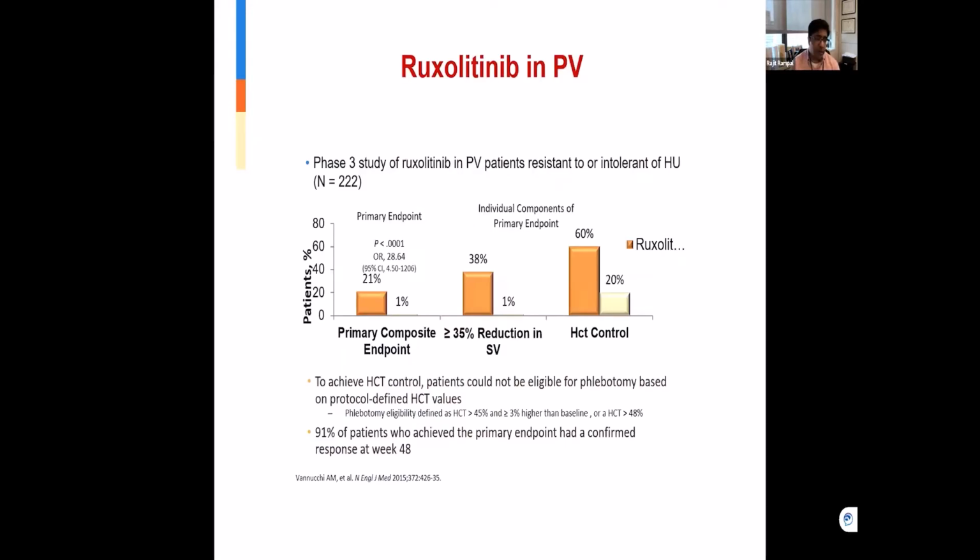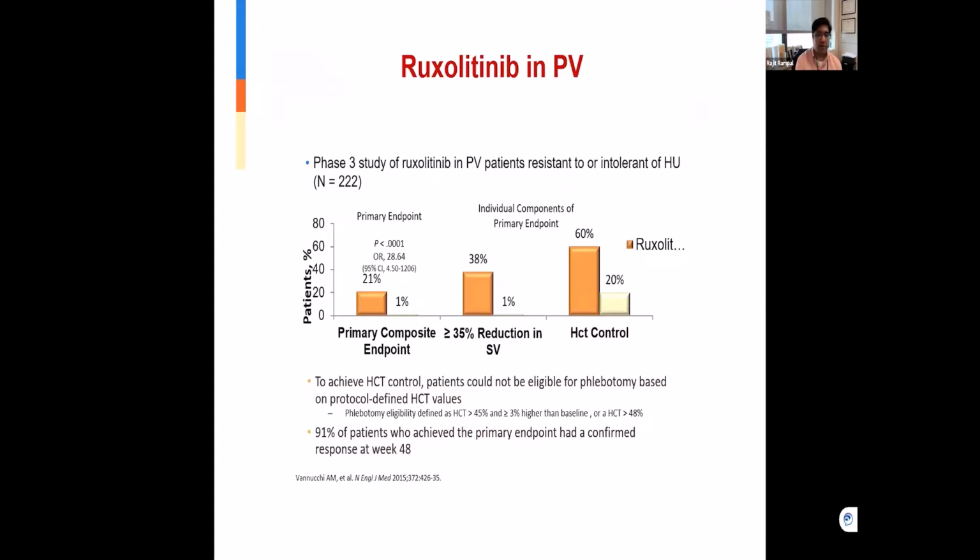What about ruxolitinib? Well, ruxolitinib has also been studied in this setting, and it was studied specifically in people who have been on hydroxyurea, but either had a complication from their treatment or had insufficient control of their disease. And the study looked at 2 things. It looked at control of the hematocrit as well as reduction in the spleen size, because the spleen size is often increased in people with polycythemia vera.